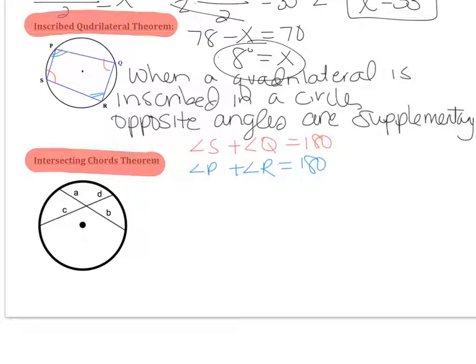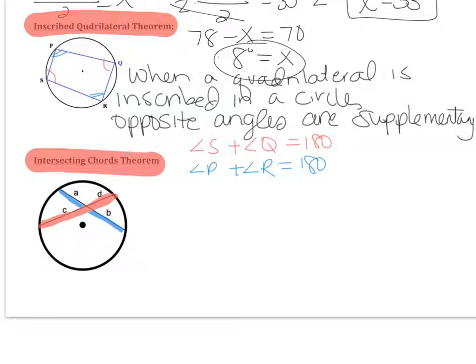Notice in this picture, I have two chords. I have this chord here and this chord here. They intersect each other. When my chords intersect each other, the product of its pieces are the same.